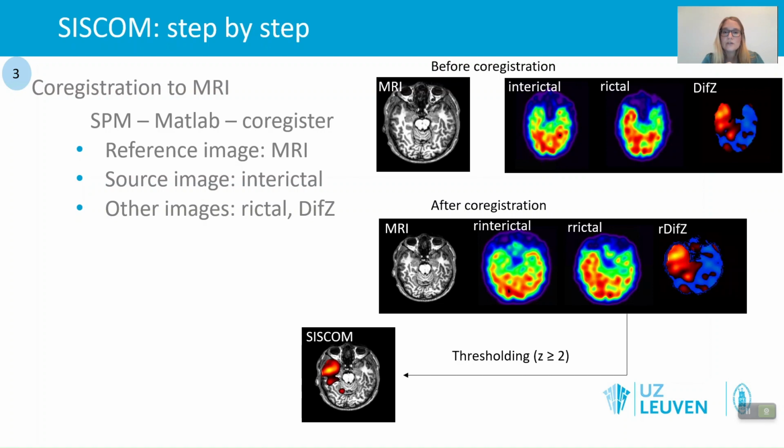Generally this works. If it doesn't work, and this is also how it is described in the manual that comes with the subtraction script, you can make an average image between the interictal and the ictal and use that one to do the co-registration. To be honest, in the 7 years that I'm doing this, I never had to make this average image to make the registration work. So that's why I stick with using the interictal scan.